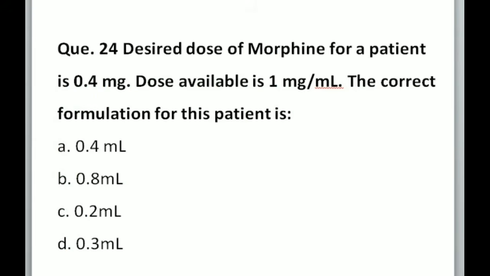Q24. Desired dose of morphine for a patient is 0.4 mg. Dose available is 1 mg per ml. The correct formulation for this patient is A. 0.4 ml. B. 0.8 ml. C. 0.2 ml. D. 0.3 ml. Correct option is A. 0.4 ml.